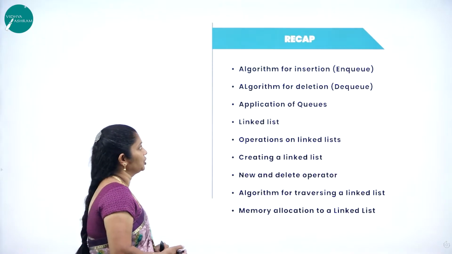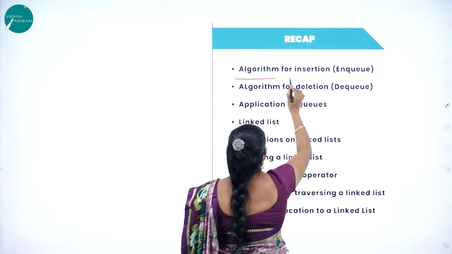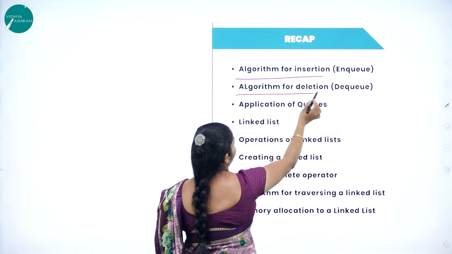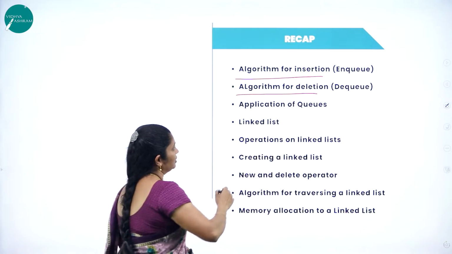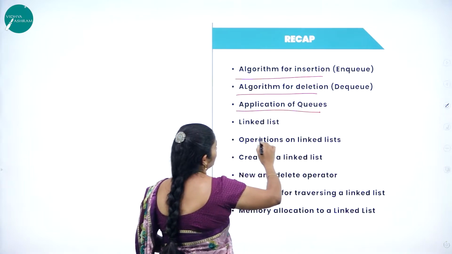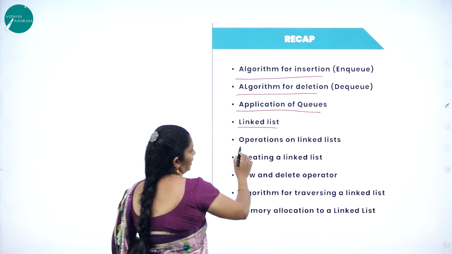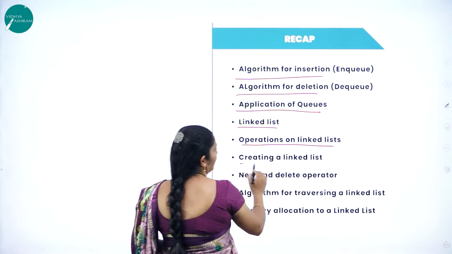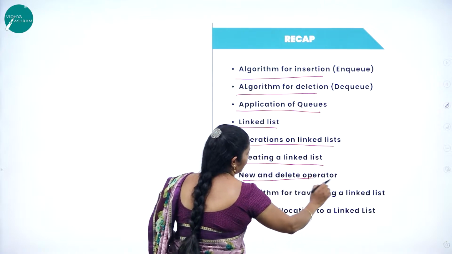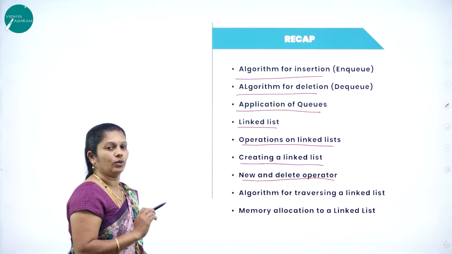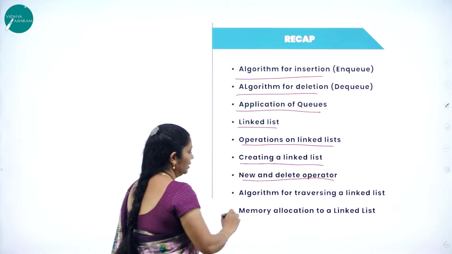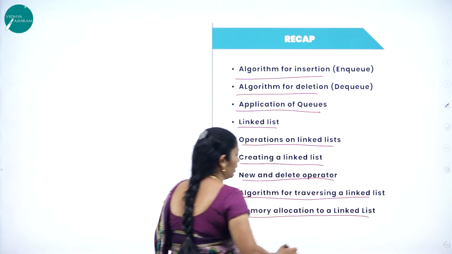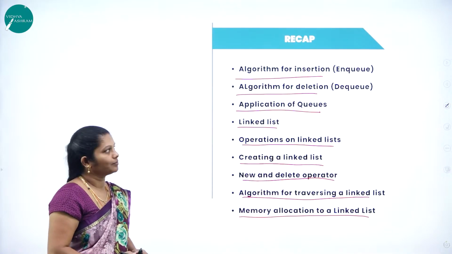In the previous session, you came to know about the algorithm for insertion, that is the NQ operation, the algorithm for deletion, that is the DQ operation, then applications of queues, linked lists, and which operations we can perform on a linked list. With that, creating a linked list, then the new as well as delete operators, what is the main use of the new and delete operators, then the algorithm for traversing a linked list as well as memory allocation to a linked list.